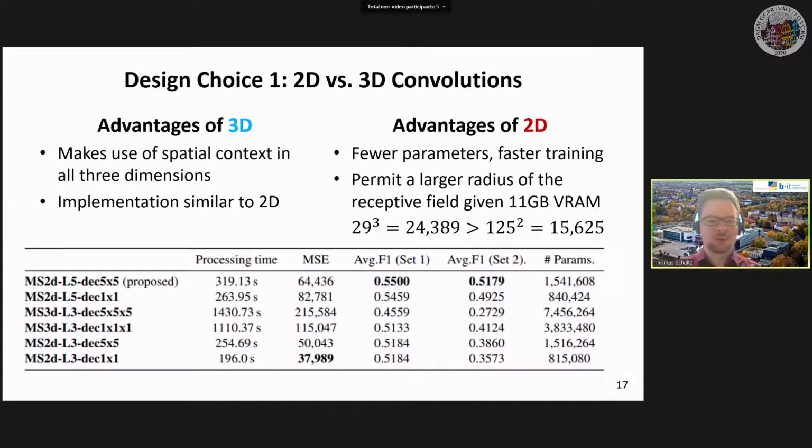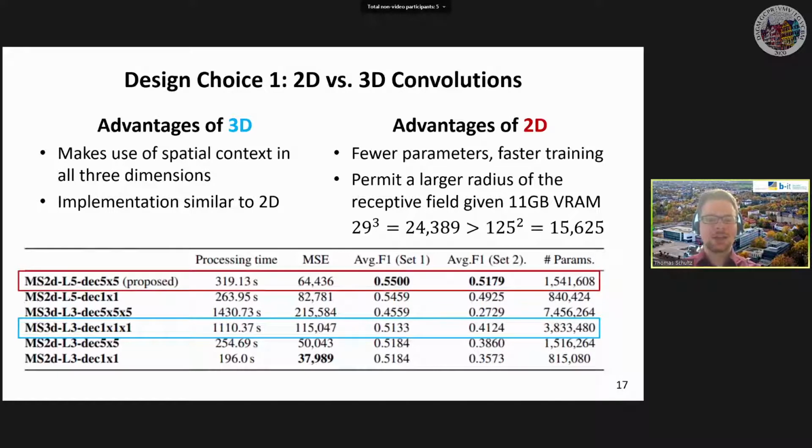We did quite a number of experiments. We'll have to point you to the paper for all the details. Just in a nutshell, what I'm now highlighting in blue are the best results that we managed to get with the 3D architecture. What I'm highlighting in red is the proposed architecture that just makes use of a 2D context. And you see that in terms of the accuracy, always the 2D architecture wins. Also, it's much faster to do the pre-processing, which can partly be explained by the fact that for the 2D architecture, you need much fewer parameters.